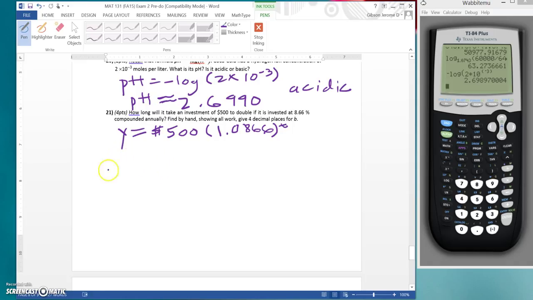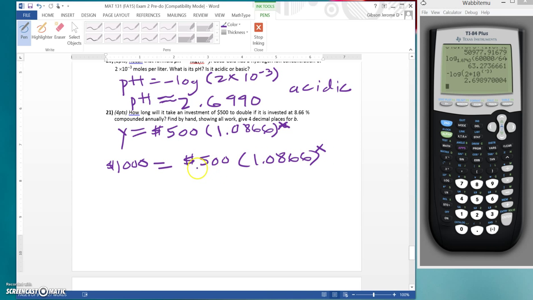Now, if you look here, the amount that we were investing was $500, and we wanted to double. So our y value would be $1,000. That's how much we would have, which would be double the value. So it would be 1,000 is equal to 500 times 1.0866. And of course, that's to, actually I should use x because we're not using t here. So it's to the x. So now this is what we need to do here. We want to solve basically for x here.